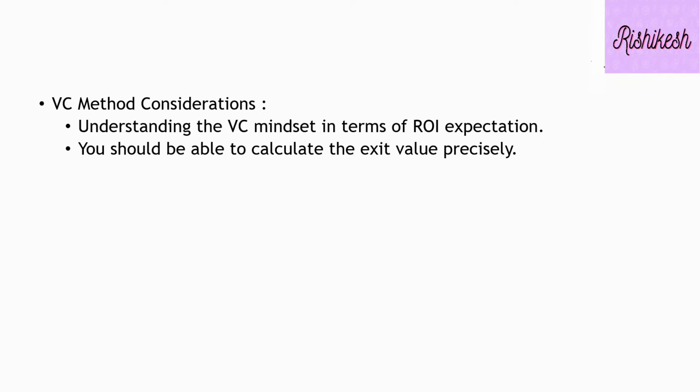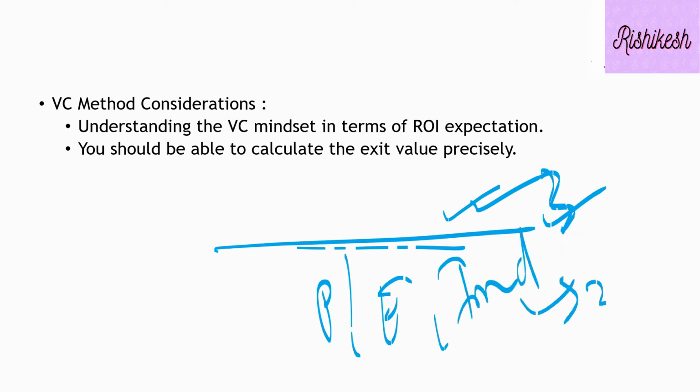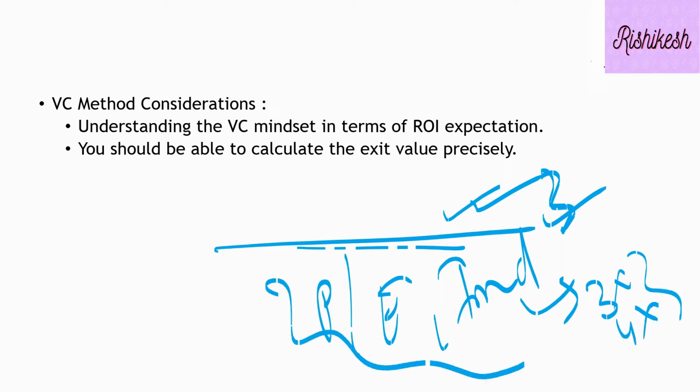Now, there are some considerations that you should keep in mind while using this method. The first thing is you have to understand the VC mindset in terms of ROI expectation. As we've already discussed, you should have an idea about the ROI expectation of the VC. Second thing is that you should be able to check the exit value precisely. The exit value should be predicted precisely, so whether you use the PE multiple or study the industry trends, you have to take it as 3x or 4x of the revenue projections, and everything has to be very precise, right?